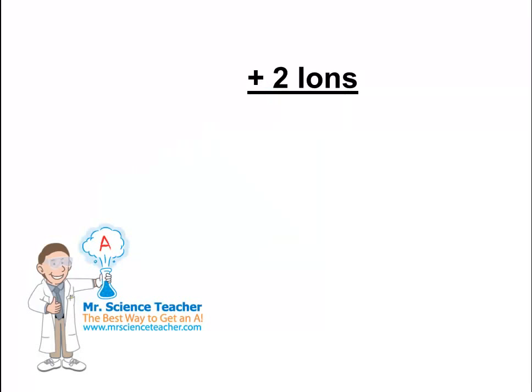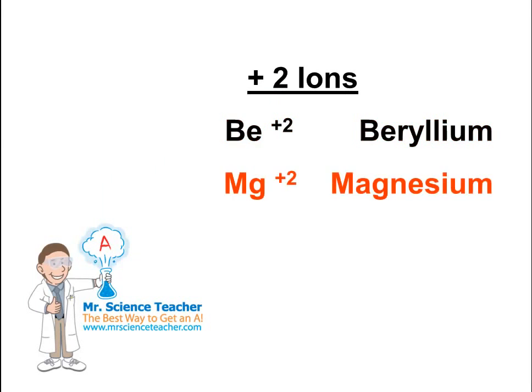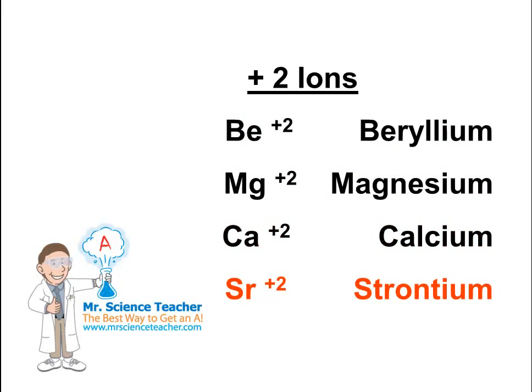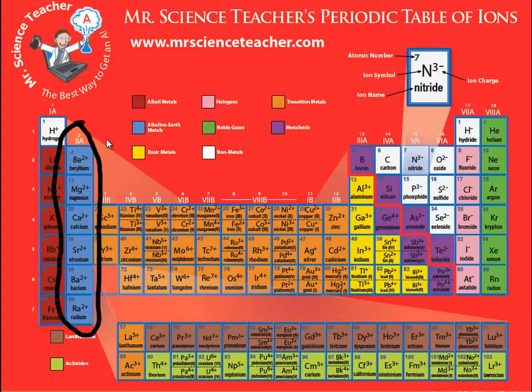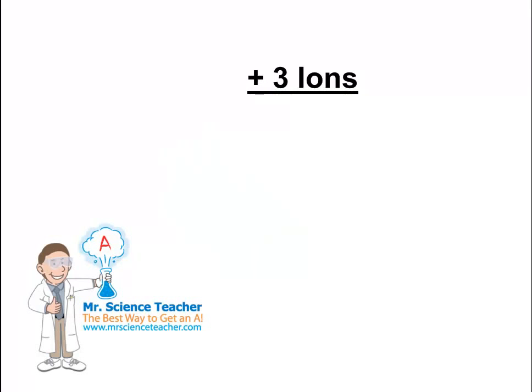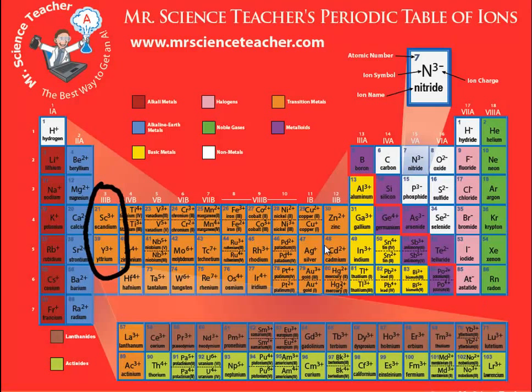+2 ions. Beryllium, magnesium, calcium, strontium, and they're located right here. These are the +2 ions. +3 ions. Scandium and yttrium. Here's scandium, and here's yttrium.